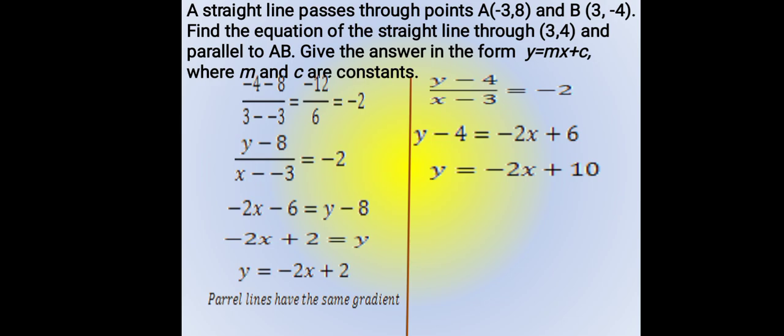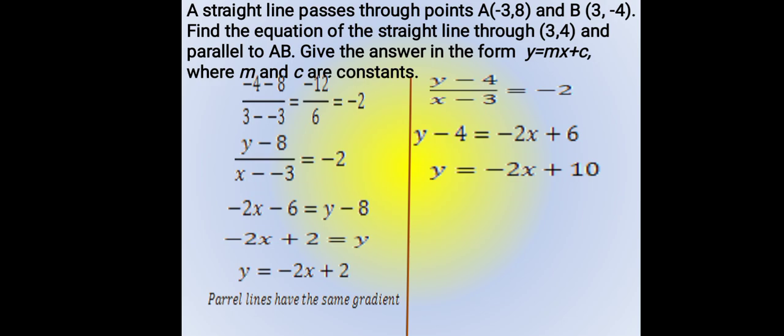Now you can find the line by substituting x and y for any of the values for the coordinates. So we have y minus 8 all over x minus 3 equals negative 2. We cross multiply and solve. We find that the equation of our line is y equals negative 2x plus 2.